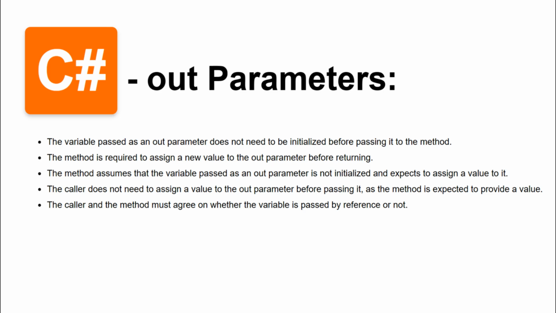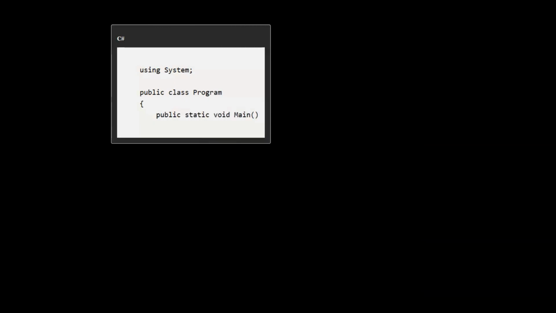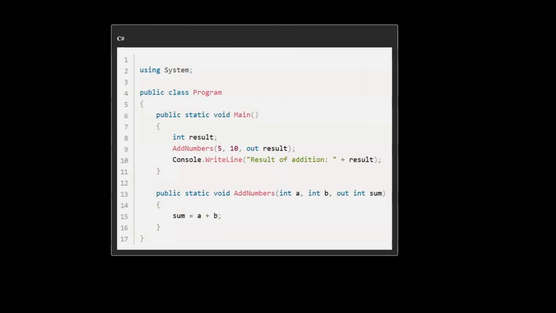The method assumes that the variable passed as an out parameter is not initialized and will be overwritten. Therefore, it is recommended not to rely on the initial value of the variable when using out parameters. When calling a method with an out parameter, the caller does not need to assign a value to the out parameter before passing it. Instead, the method is responsible for providing a value to the out parameter. And here's a simple code example to illustrate the use of out parameters.